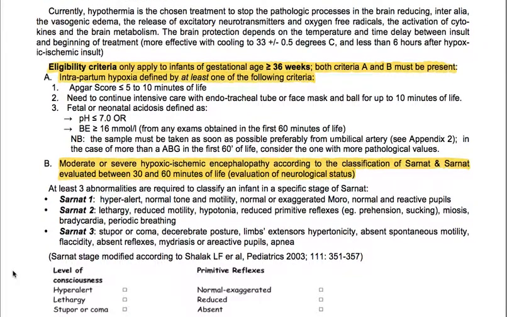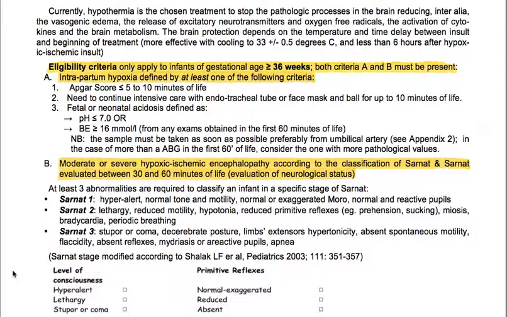Currently, hypothermia is the chosen treatment to stop the pathologic processes in the brain, reducing, inter alia, the vasogenic edema, the release of excitatory neurotransmitters and oxygen-free radicals, the activation of cytokines, and the brain metabolism. The brain protection depends on the temperature and the time delay between insult and beginning of treatment. It is more effective with cooling to 35 plus or minus degrees and less than 6 hours after the hypoxic ischemic insult.